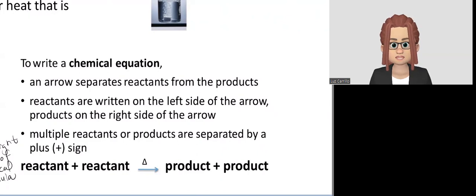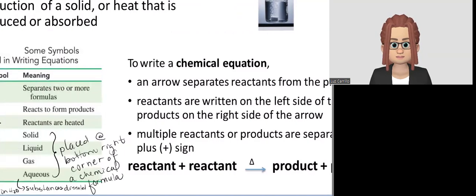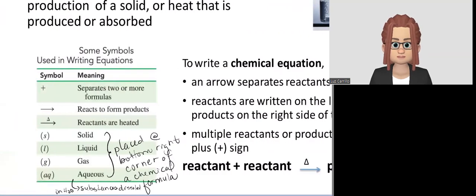In addition, sometimes a reaction requires the addition of heat. And on top of the arrow, if you see this triangle, it symbolizes that heat has been added to the system in order for the reaction to occur. All of these symbolisms have been summarized in the table that we see here, where you see the plus sign, the arrow with the triangle.